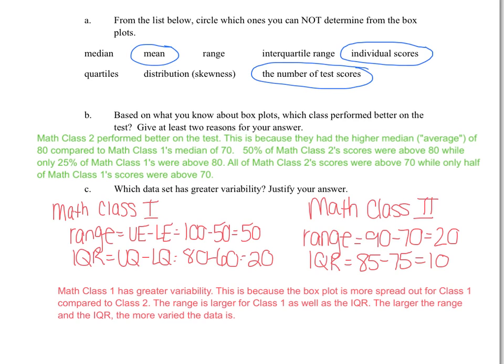So, which data has greater variability? Justify your answer. Math Class 1 has greater variability. This is because the box plot is more spread out for Class 1 compared to Class 2. The range is larger for Class 1 as well as the IQR. The larger the range and the IQR, the more varied the data is.